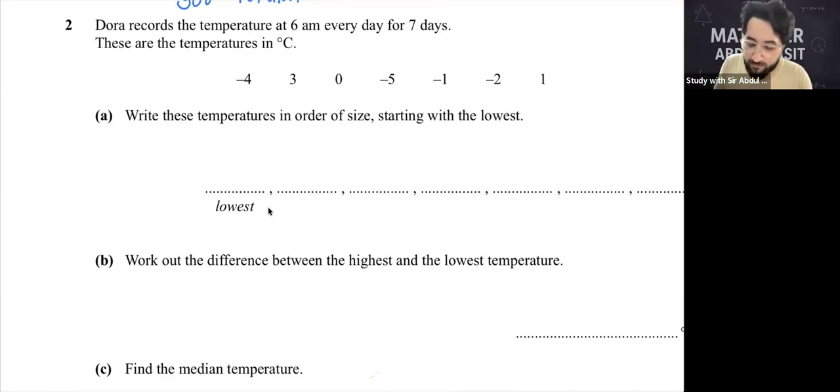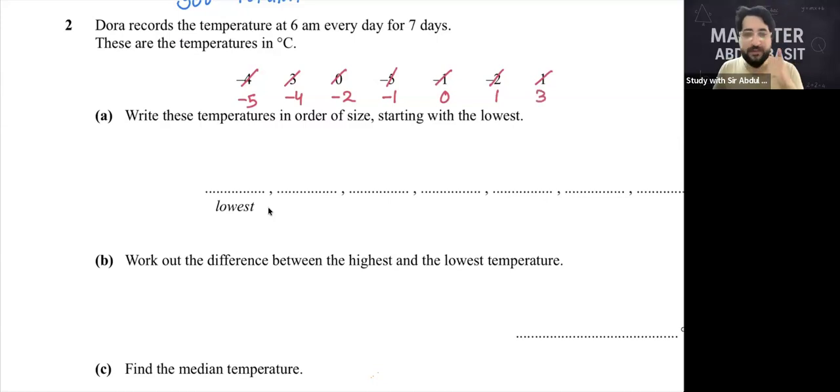So -5 will come first. So I'm just cancelling -5. Okay, then we have to write -4. Then we have to write -2. Then we have to write -1. Done. Then we have to write 0. Then we have to write 1, and then we have to write 3.